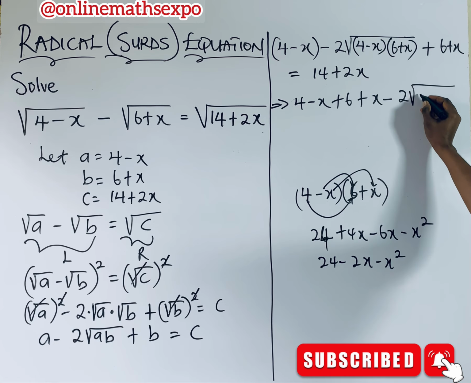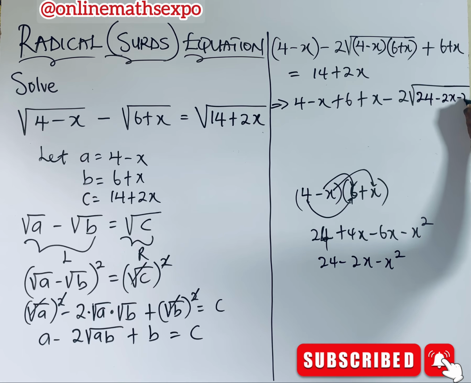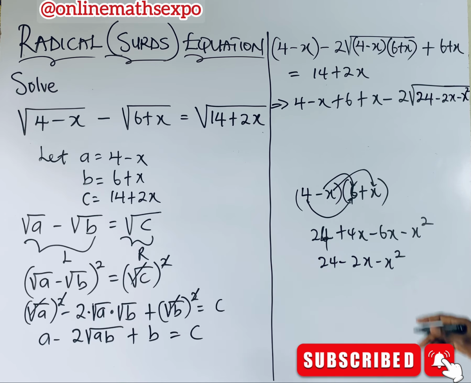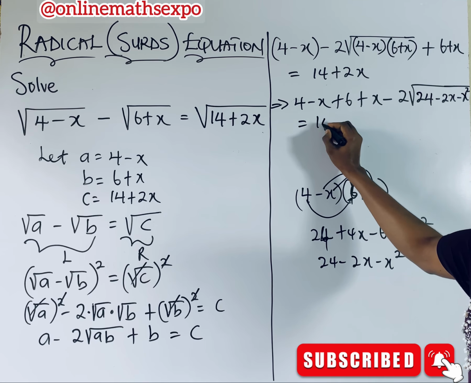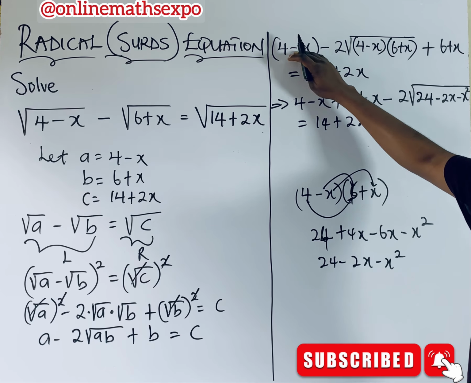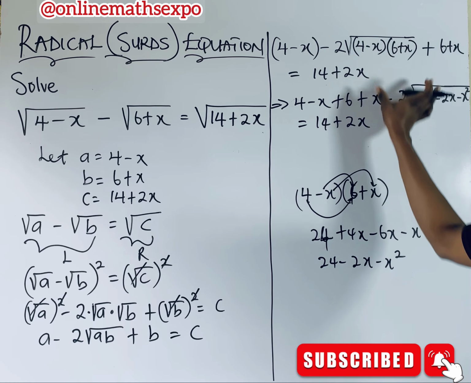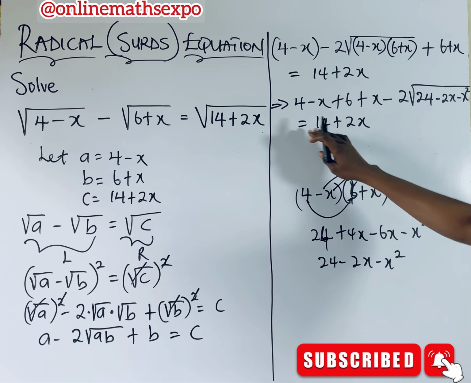So what we are going to have here is 24 minus 2x minus x squared, equal to 14 plus 2x. Did you see that? Bring this down, then plus 6 plus x. Return this, we have this is equal to this.